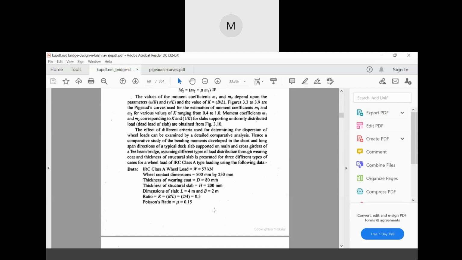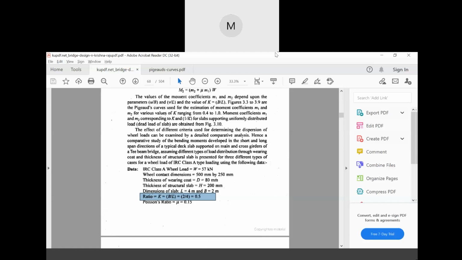Thickness of the wearing coat D equal to 80 mm, thickness of structural slab H equal to 200 mm, dimensions of slab L equal to 4 meter, B equal to 2 meter. Now mainly we will have to find this ratio, that means K equal to B by L. If you are able to find out this K equal to B by L ratio, then if you see here, the B by L ratio gives you a value of 0.5.